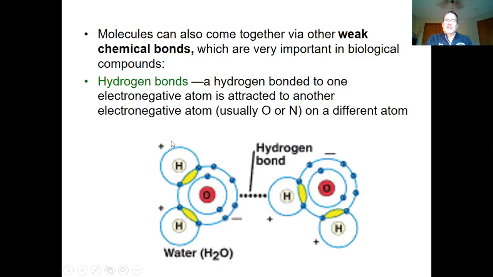Hydrogen bonded to one electronegative element is attracted to another. So these water molecules are near each other because of the slight dipole positive polarity here and the slight negative here. You form a weak hydrogen bond. And that would happen with every water molecule around.